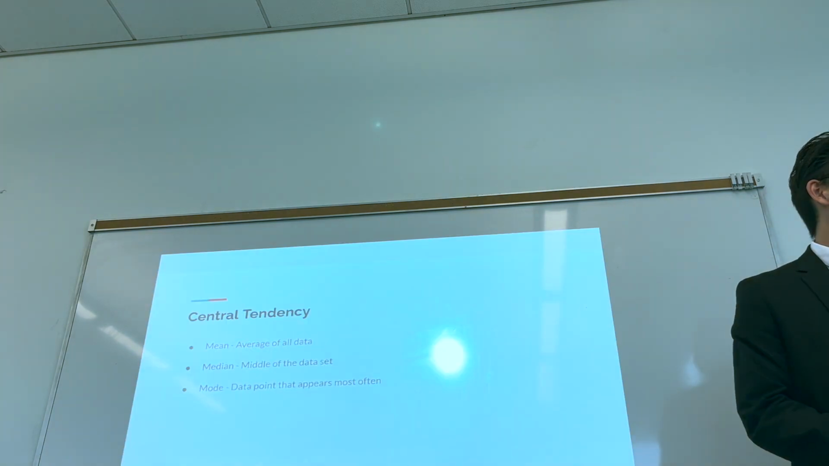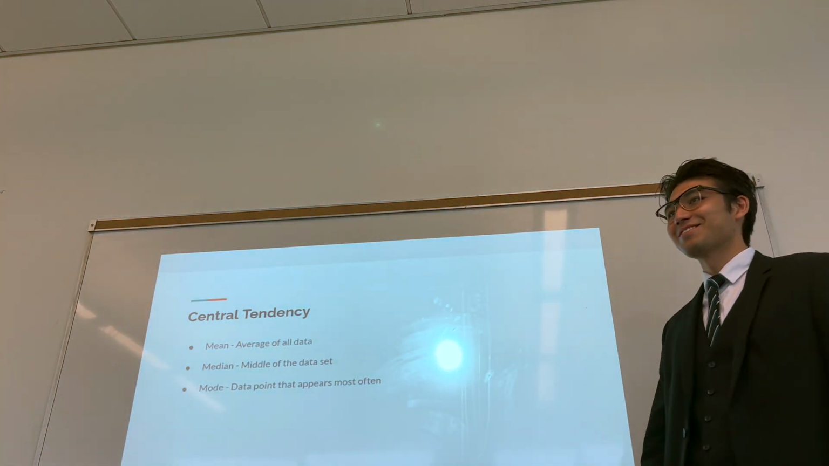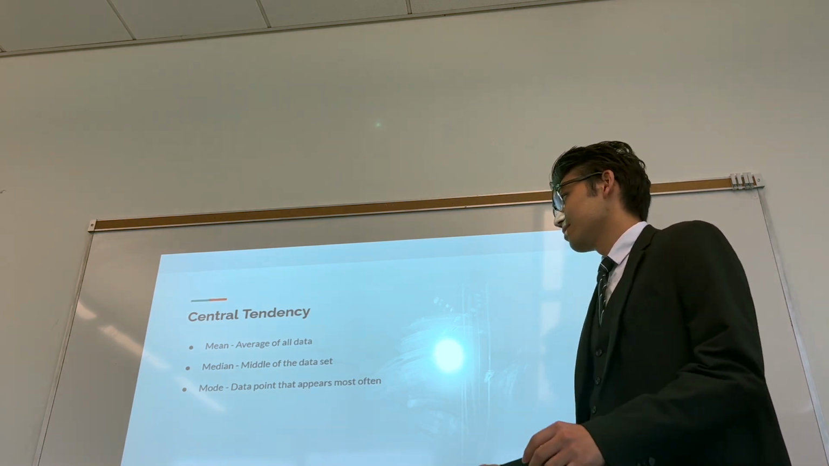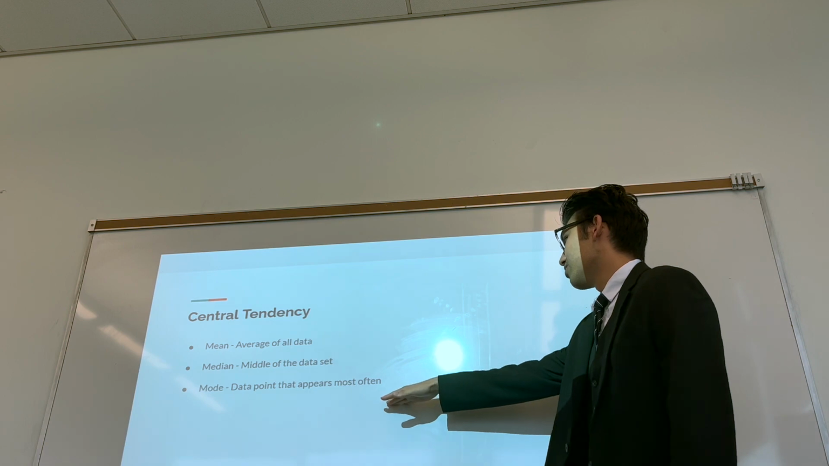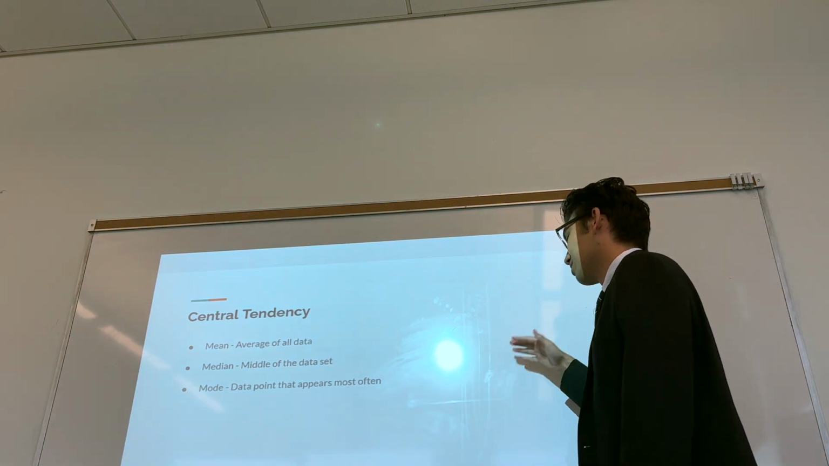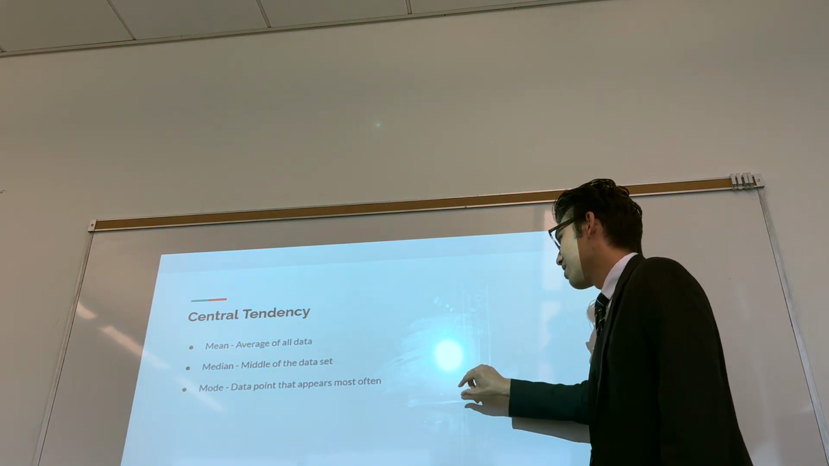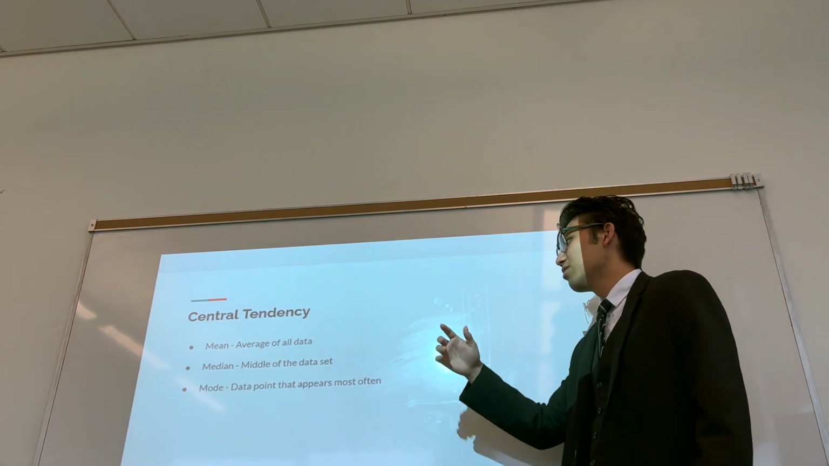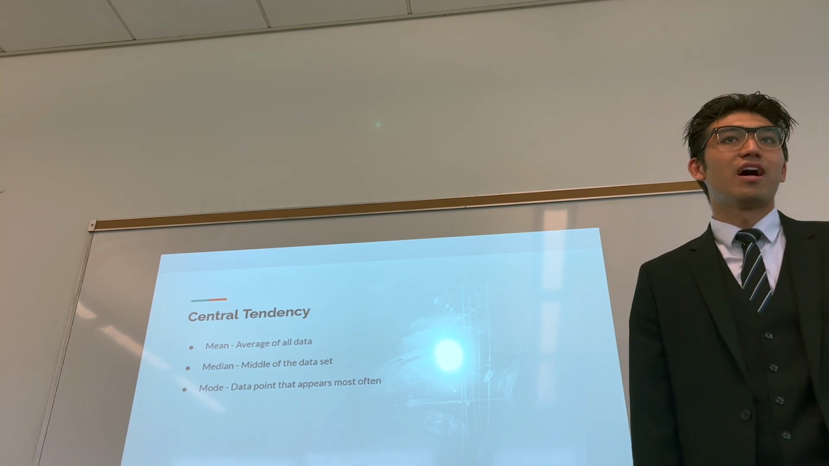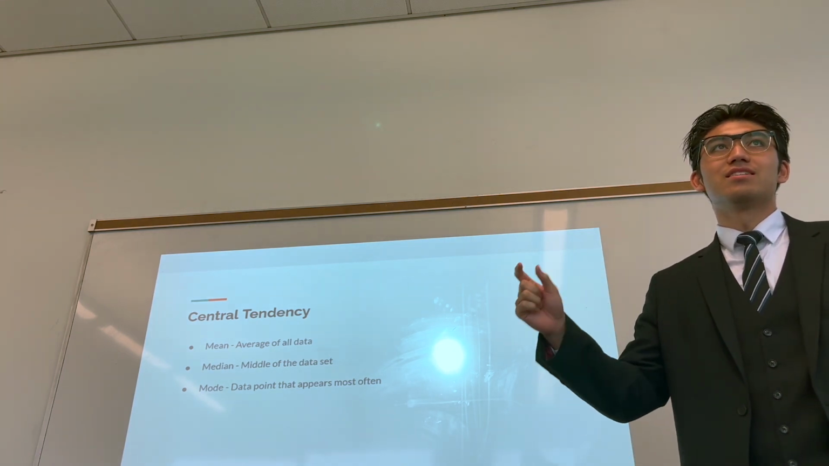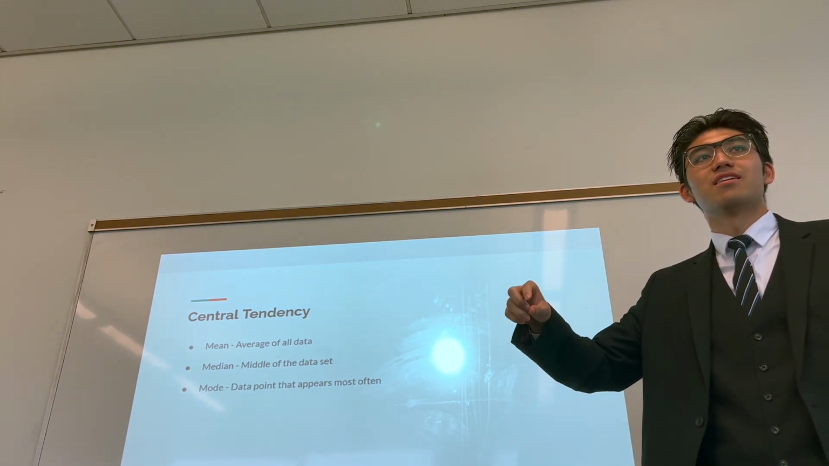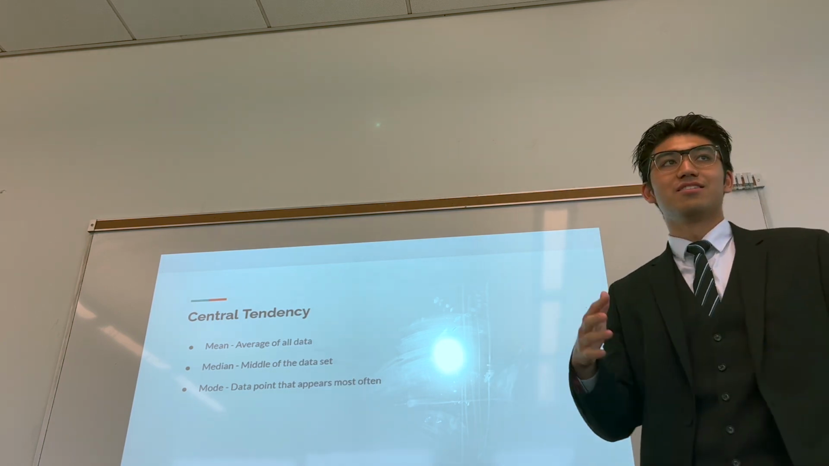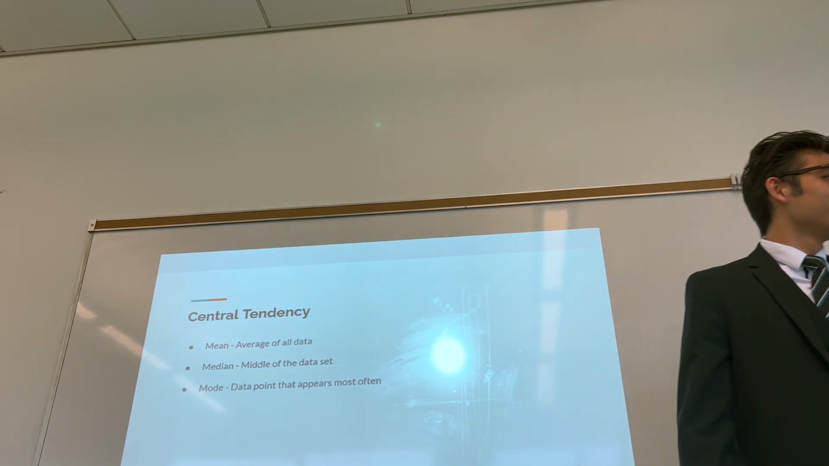All right. Central tendency. So mean, median, mode. Mean is just the average of all data. Median is the number in the middle of a data set. Let's say you have 5 data points. The third data point would be in the middle of the 5. That would be the median. And then mode is just the one that appears the most. So if you have 10, 10, 10, and then 13, and then 15, well, 10 appeared 3 times. So 10 would be the mode, and then you forget about 13 and 15.